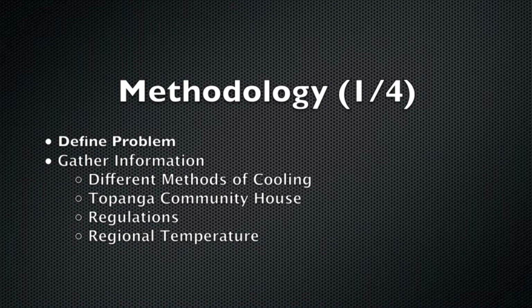Next is the information about the Topanga Community House. Besides the building specifications, this would be the current cost of rental and projected cost with air conditioning. The present-day regulations need to be investigated as well, so no environmental or human regulations are violated. The recorded temperature for the region is also necessary to determine the difference between having and not having air conditioning. Lastly, would be to gather information on the building's use and ones similar to it.